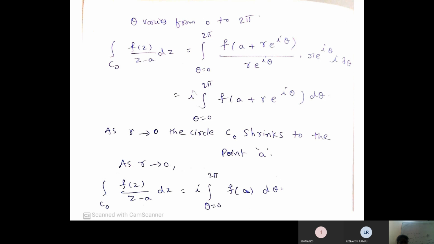So as r tends to 0, the integral over C naught of f of z by z minus a dz equals, putting r equal to 0, the integral from theta equal to 0 to 2 pi of f of a d theta. R equal to 0 gives f of a d theta.